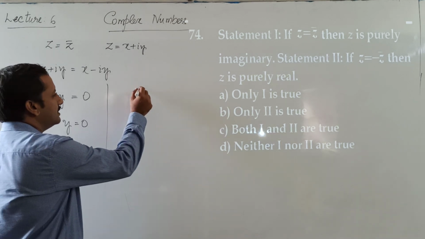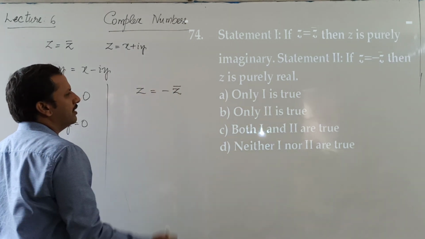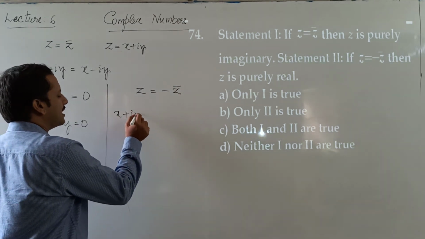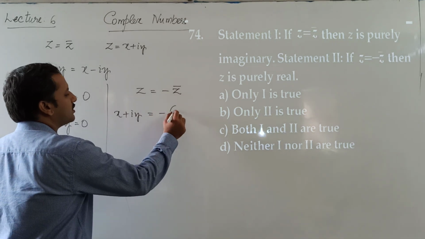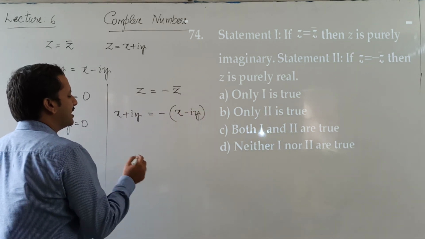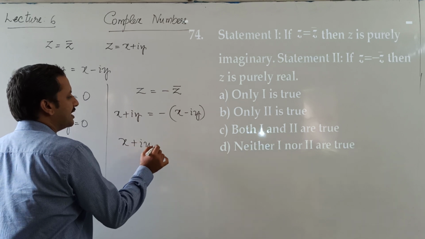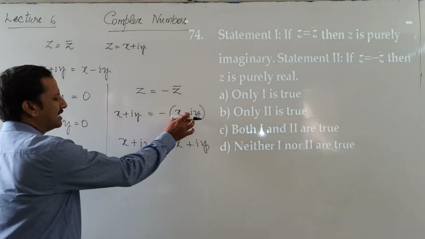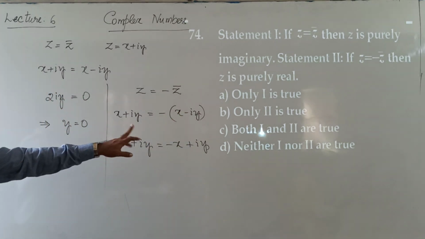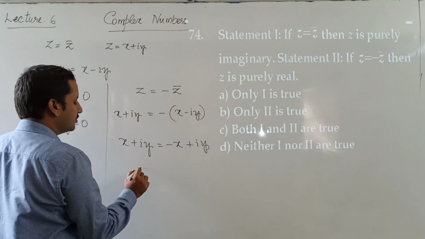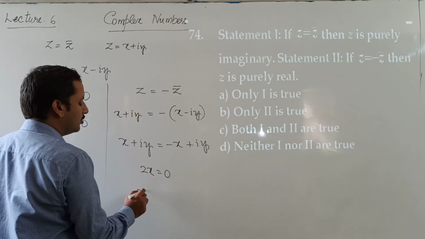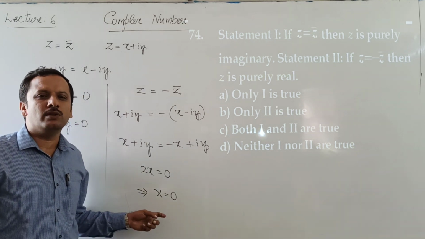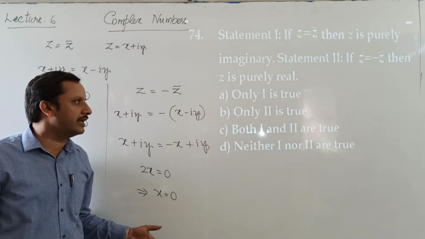Statement 2 says that z is equal to minus z bar, then z is purely real. Let us verify this. z is x plus iy is equal to minus of z bar. z bar is x minus iy. So this will give you x plus iy is equal to minus x plus iy. Minus of minus iy will give you plus iy, which gets cancelled. Bring this to the LHS, we get 2x equal to 0. That will imply that x equal to 0. x equal to 0 means the real part is 0. Therefore, z is purely imaginary.